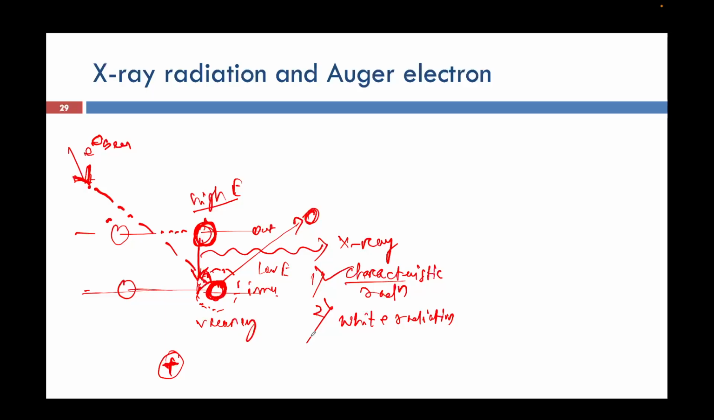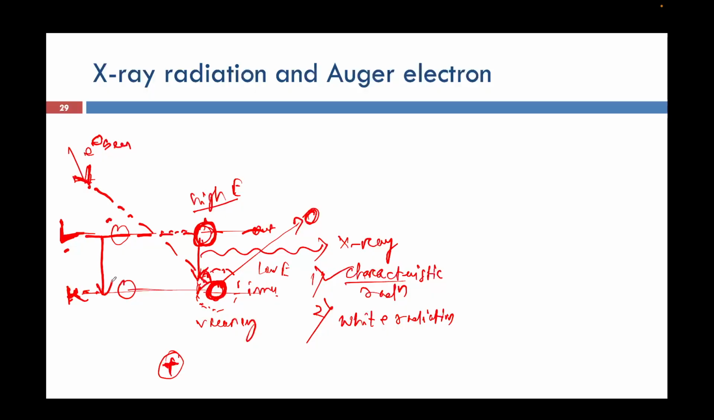To remember, the energy of a shell is fixed. Let's say I am talking about the K shell, and this is the L shell. The energy of the K shell for a particular material is fixed. The energy of the L shell for a particular material is also fixed. So the energy difference between L and K is also fixed.